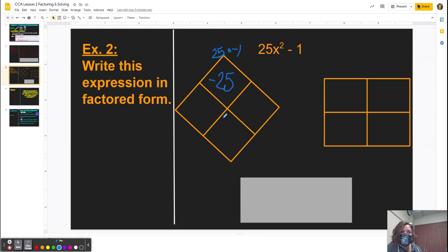All right, folks, what's going to go in the bottom part of the diamond? Remember, the bottom part of the diamond is whatever is next to the plain x term in that equation. And in this case, 25x squared minus 1 does not have an x term because it's missing. We have nothing, so we're going to put 0. Kenzie, go.